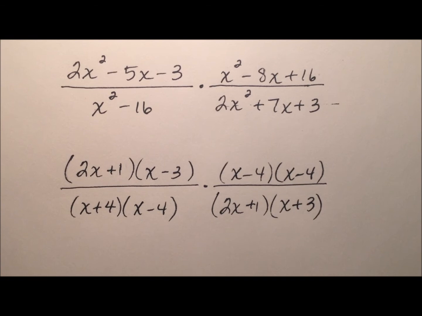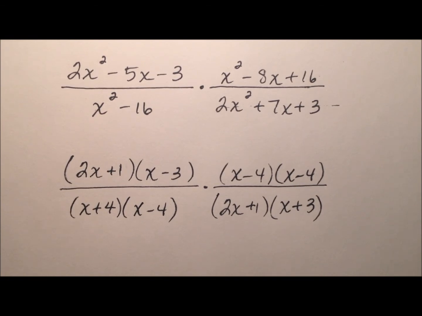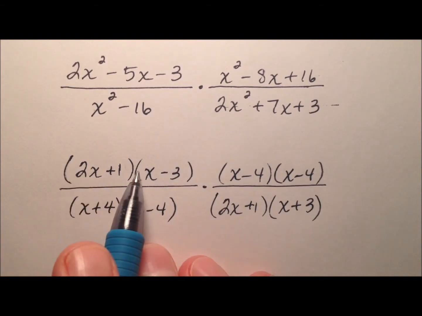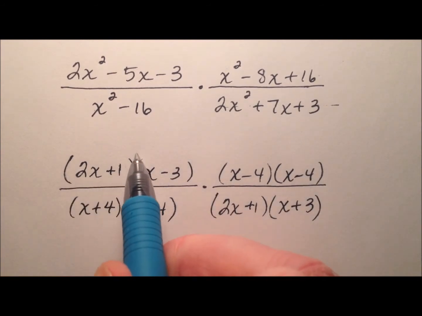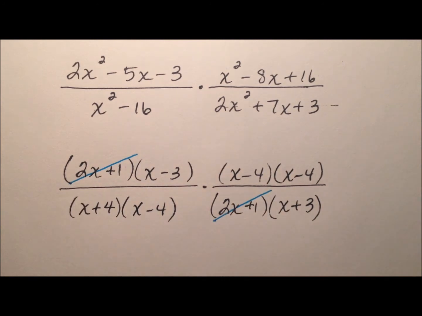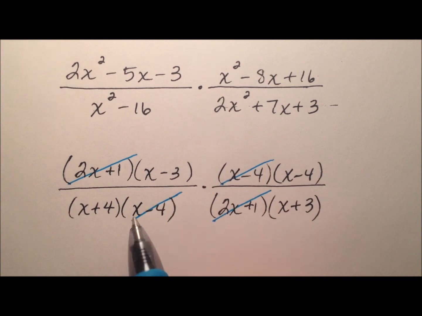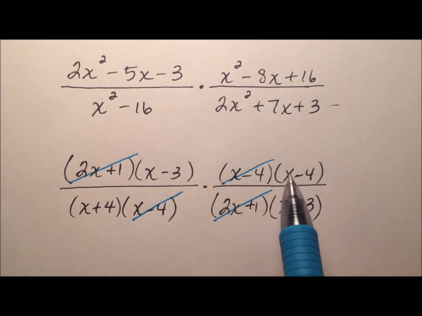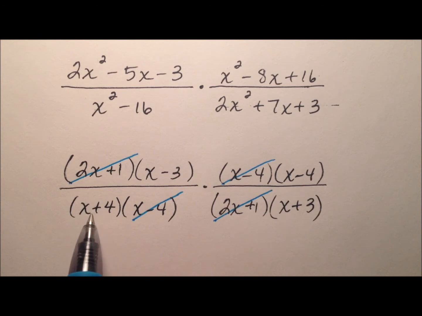Let's go ahead and take a look at all the factors to see if I have any common factors that can cancel out. Well, let's start with the 2x plus 1. I have one down here, so I know that I can cancel these 2x plus 1 factors out. The next one's x minus 3, but I don't have any x minus 3's on the bottom. I do have an x plus 3, but they're not the same, so move on. So x minus 4 here, and I see an x minus 4 here. And this final one, x minus 4, will not cancel with this one because that's an x plus 4.